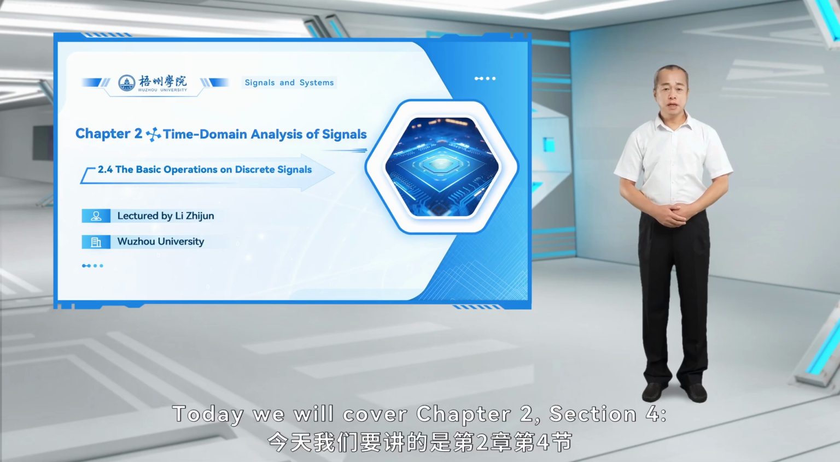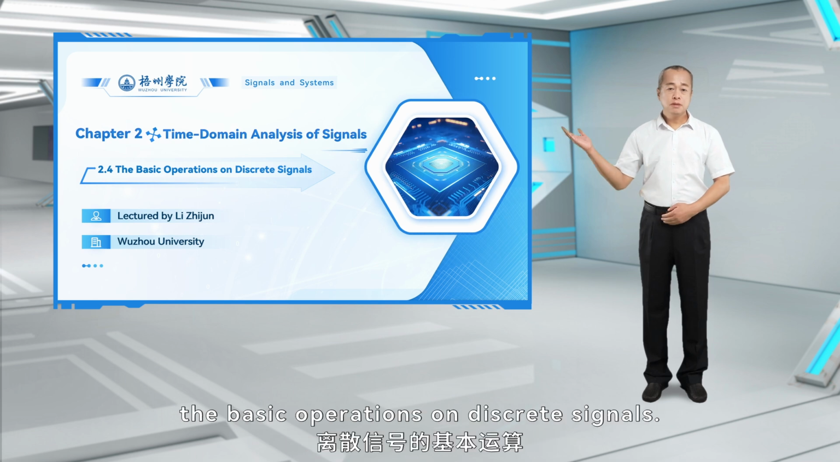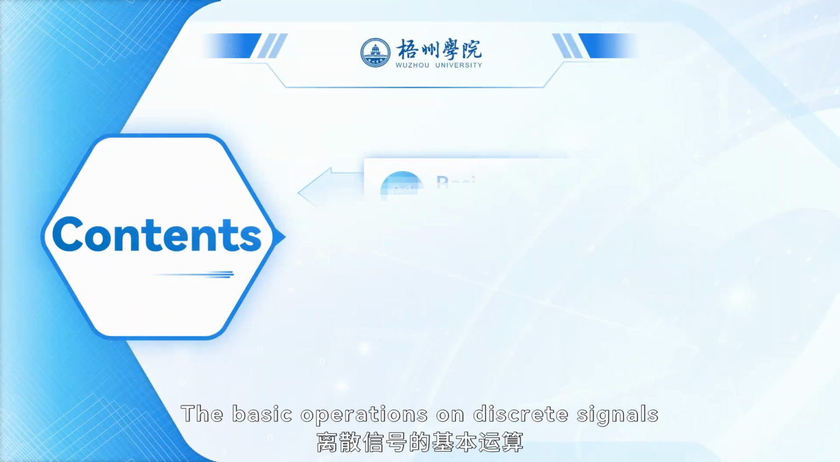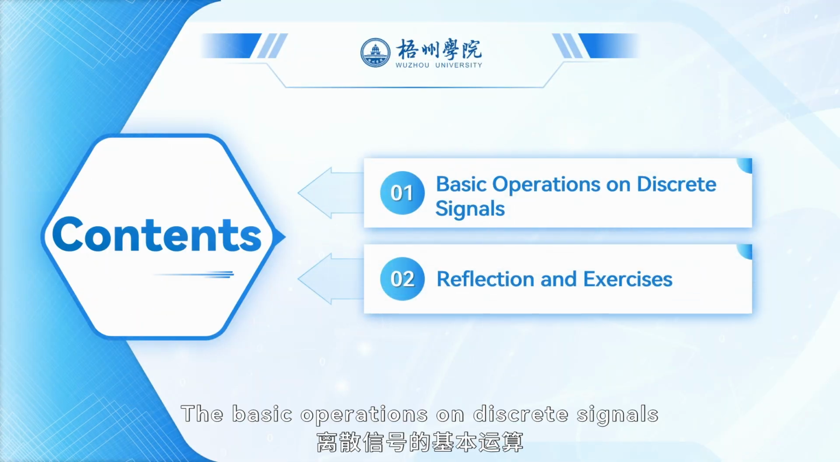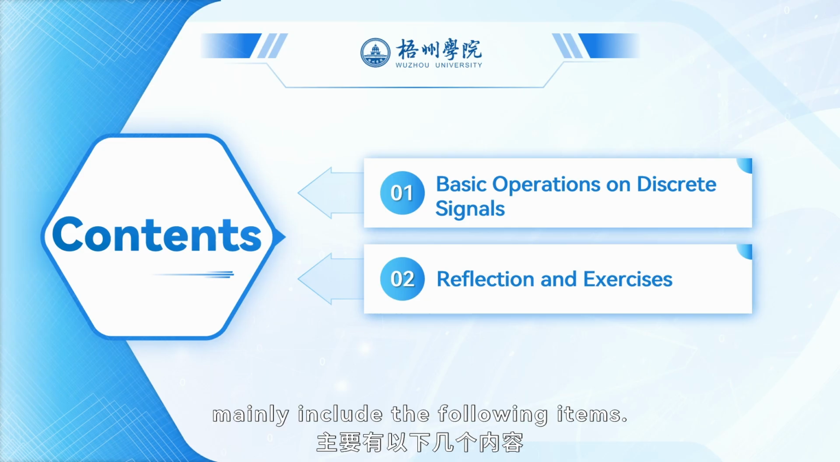Today we will cover Chapter 2, Section 4, the basic operations on discrete signals. The basic operations on discrete signals mainly include the following items.